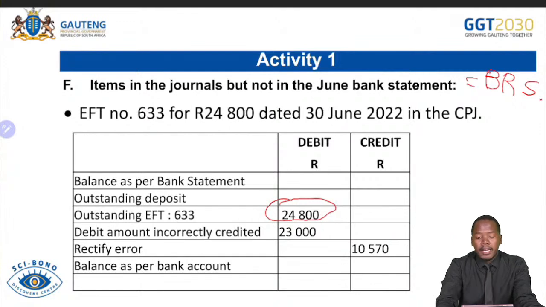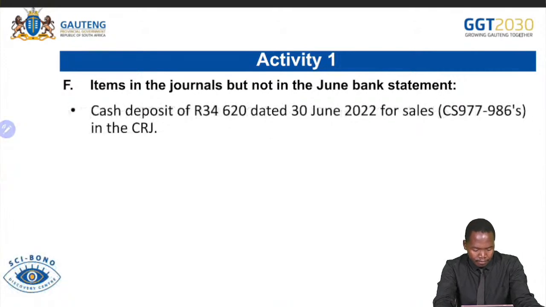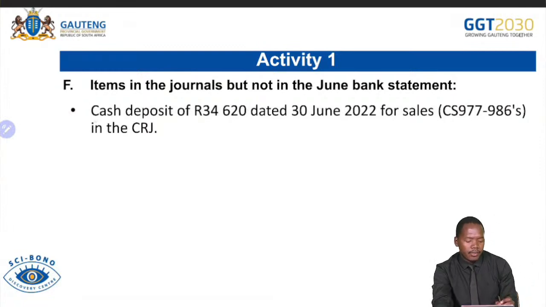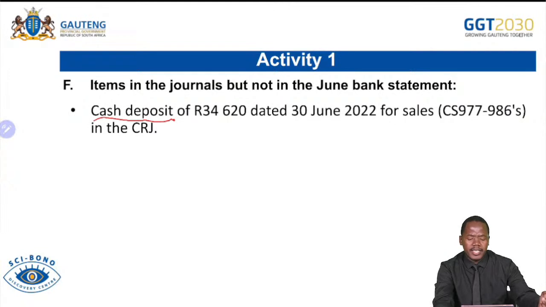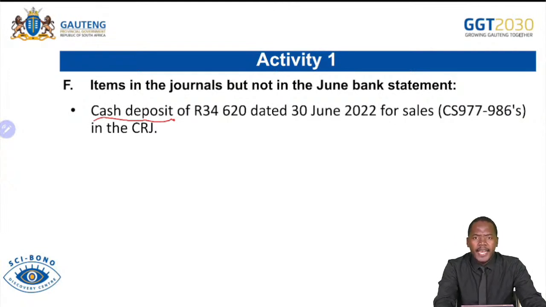So we record it on the debit side. Remember, all EFTs should be on the debit side, deposits on the credit side. Next item, cash deposit, 34,620. Remember, if I think of cash deposit, I will think of money in. Cash deposit of 34,620, dated 30 June 2022 for sales. It is in the CRJ.